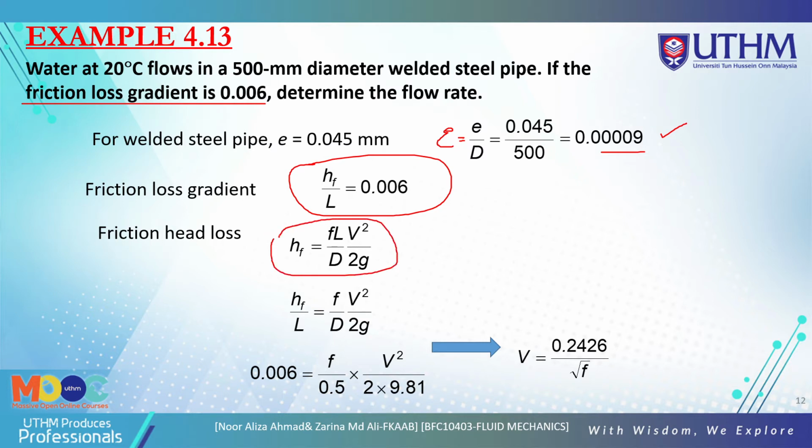Using this formula, hf divided by L is equal to f times V squared over D times 2g. So you just put in the values here: hf over L is 0.006, f times velocity squared, 0.5 is the diameter, and 2 times 9.81. So you get the velocity in terms of f, and you get this formula in terms of the friction factor.